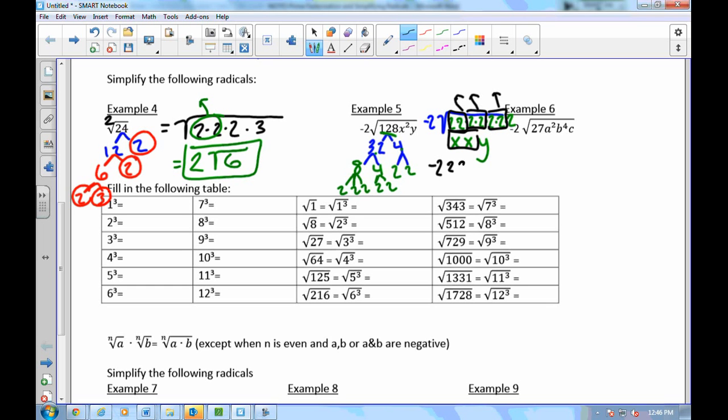So does that make it negative 2, 2, 2, 2? Whoa. No, we times whatever we pull out. And the only thing that doesn't pull out is a 2 and a y. So, shout it out. What is negative 2 times 2? 4. Negative 4 times 2. Negative 8 times 2. Negative 16x root 2y.